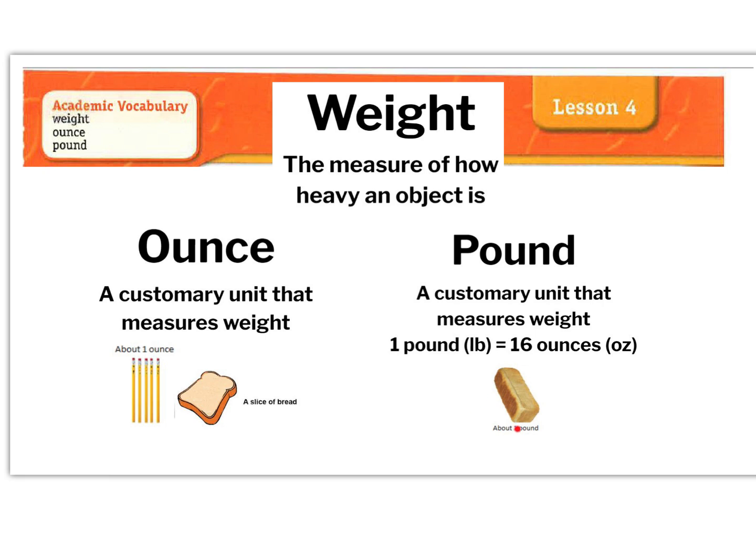Okay, so a loaf of bread is a benchmark for pounds, and a piece of bread is about an ounce, so that's a benchmark for ounces. But 1 pound equals 16 ounces.